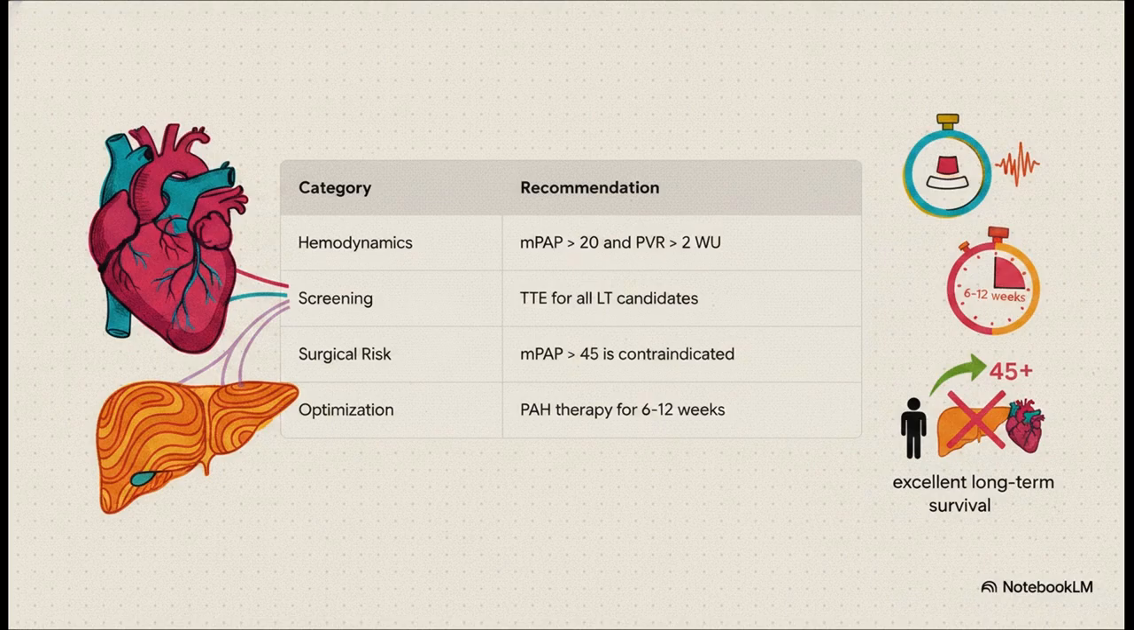Second, TTE screening is absolutely mandatory for all candidates, and we are using a lower threshold, an RVSP of 38 to 40, or any signs of RV dysfunction to trigger that diagnostic RHC. Third, do not rush them to surgery. Medical optimization with PAH therapy for 6 to 12 weeks is required, and an MPAP stubbornly over 45 is a strict, hard contraindication to transplantation. And finally, perhaps the most genuinely encouraging takeaway for us all, the combination of targeted PAH therapy and liver transplantation, when done correctly and safely, yields excellent long-term survival that is now totally comparable to transplant recipients who never had pulmonary hypertension. It is a curable disease in the right hands.